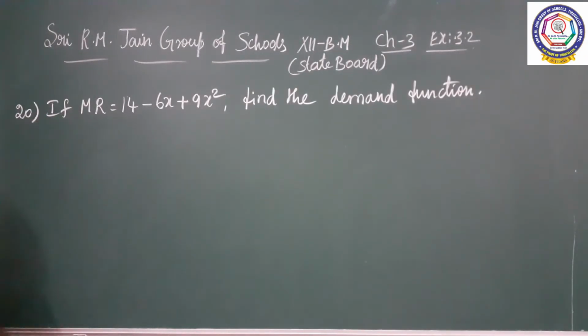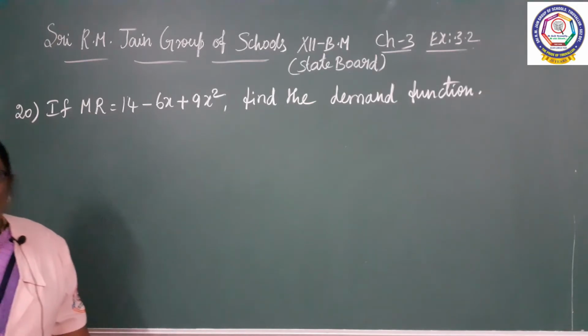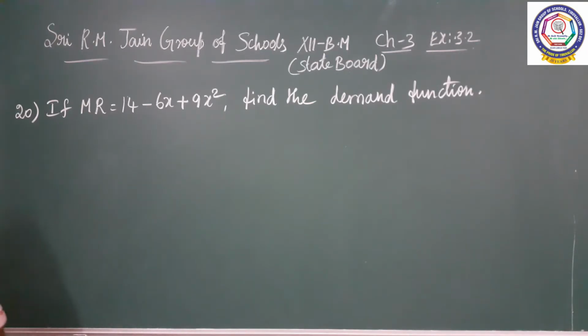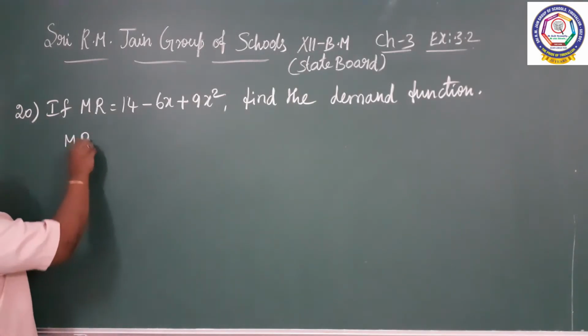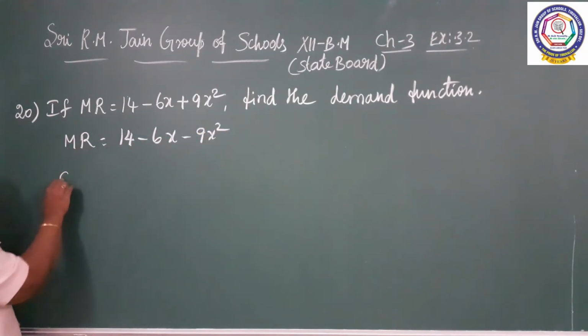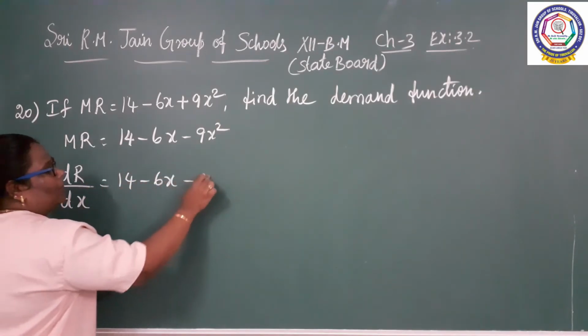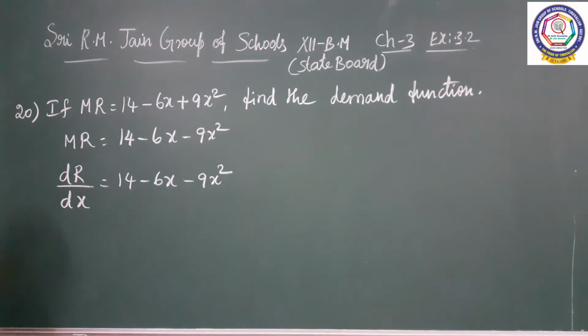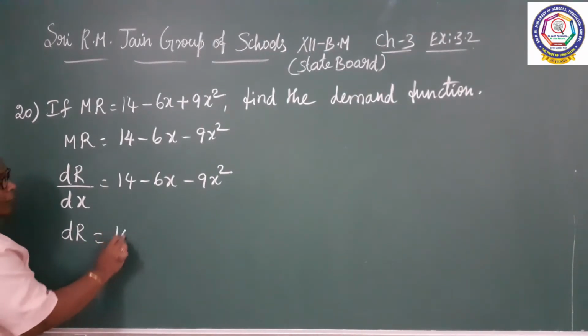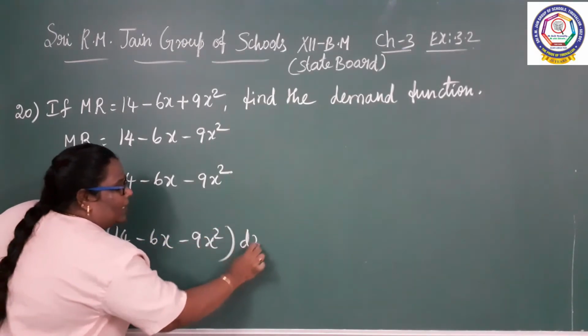Marginal revenue equal to 14 minus 6x minus 9x square. Find the demand function. What is the demand function? Demand function P equal to R by x. Marginal revenue is dR by dx, equal to 14 minus 6x minus 9x square. So dR equals 14 minus 6x minus 9x square into dx.